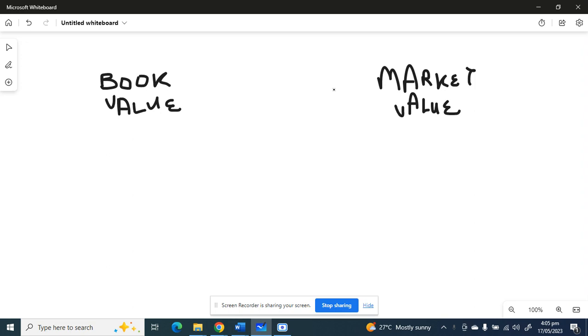Today, we'll be looking at the difference between the book value and market value of equity. Right? Equity just represents the owner's portion of the money in the company.